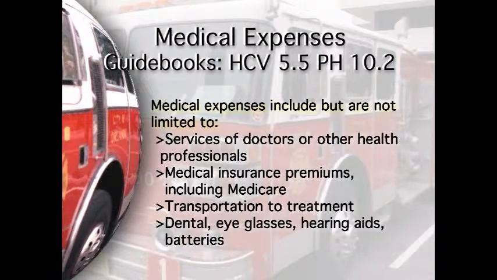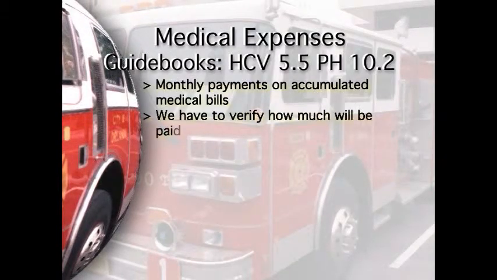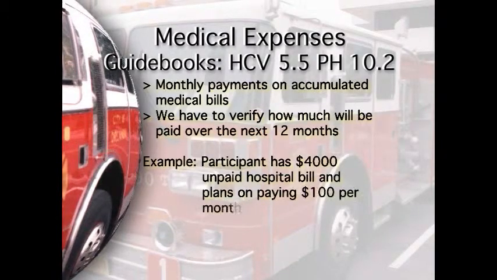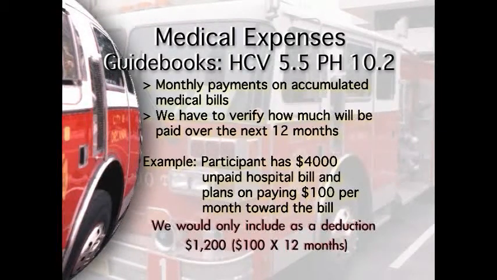You have medical insurance premiums, which includes Medicare. We also have transportation to treatment. We can also allow as a medical expense dental, eyeglasses, hearing aids, batteries, and so on. Medical expenses also include any monthly payments on accumulated medical bills. With unpaid medical bills, we have to verify how much will be paid over the next 12 months.